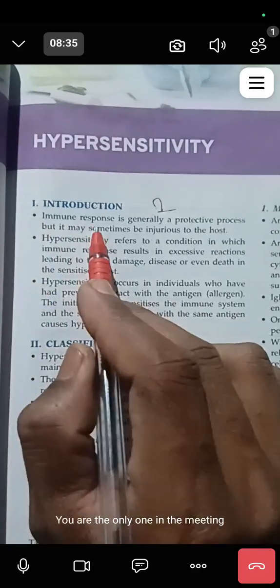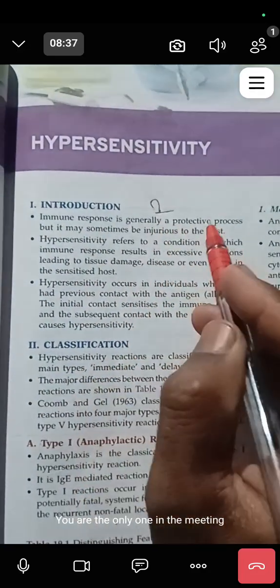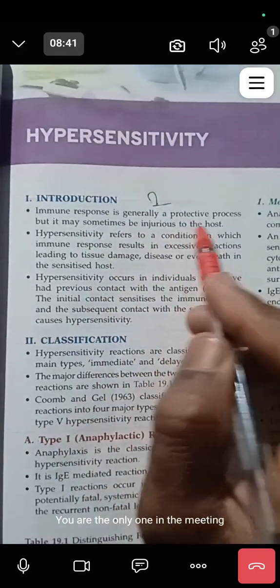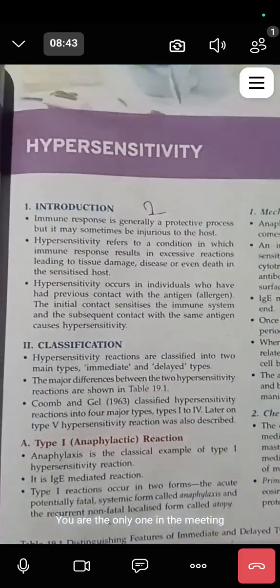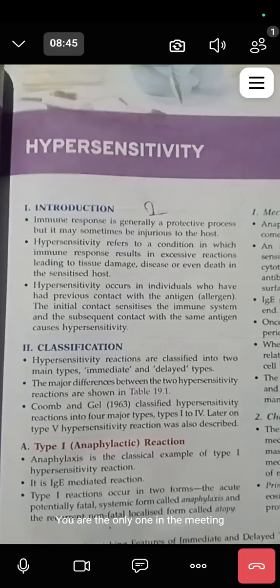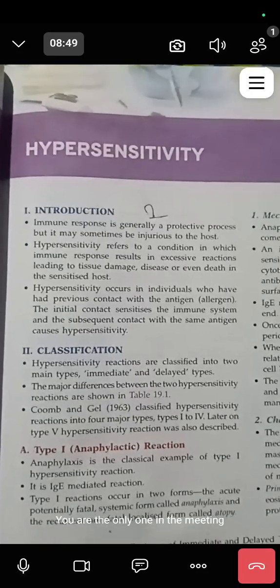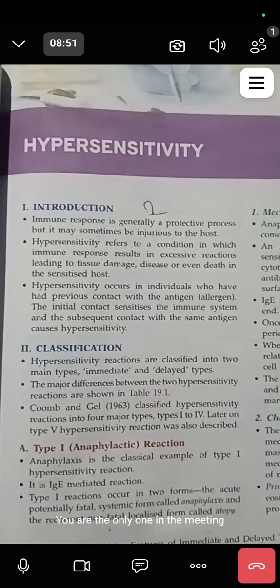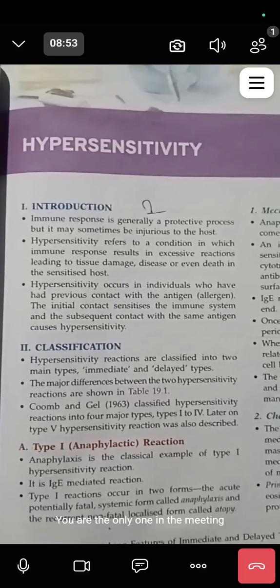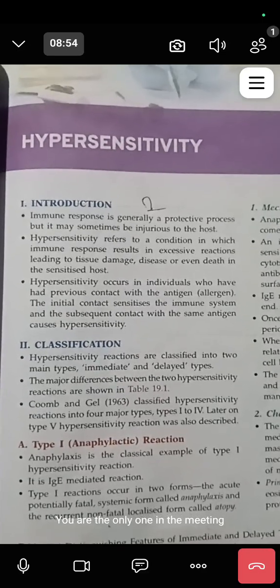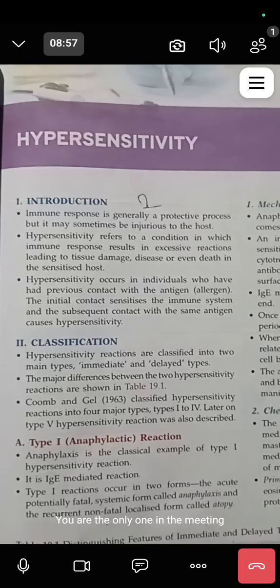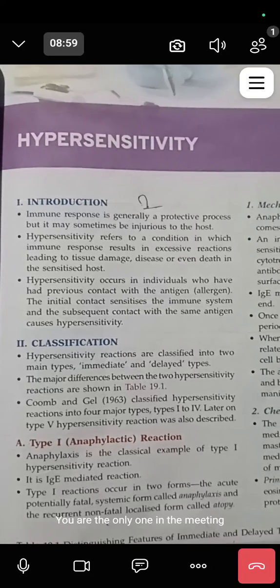The immune response is generally a protective process, but it may sometimes injure the host cells. Hypersensitivity refers to the conditions in which the immune response results in excessive reactions, leading to tissue and cell damage and disease, or even to death, depending on the sensitivity of the host cells.